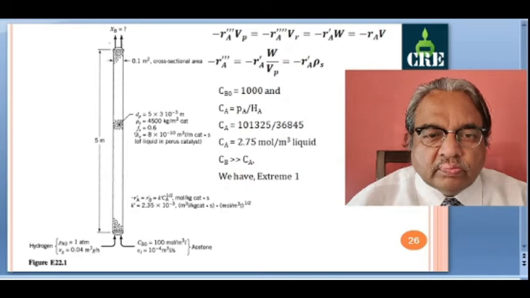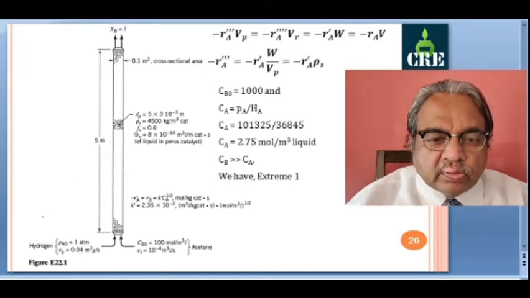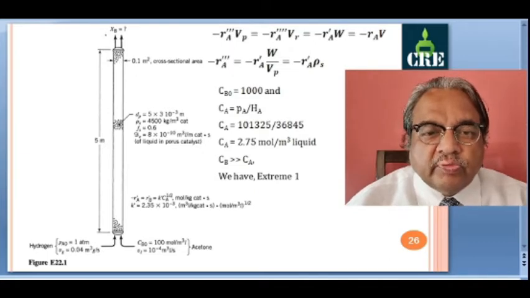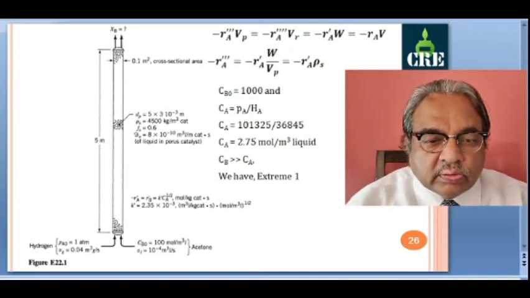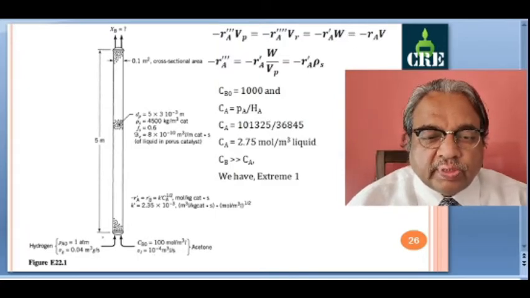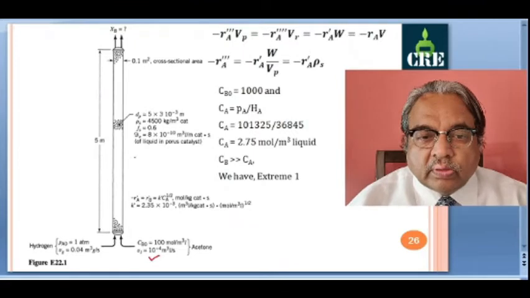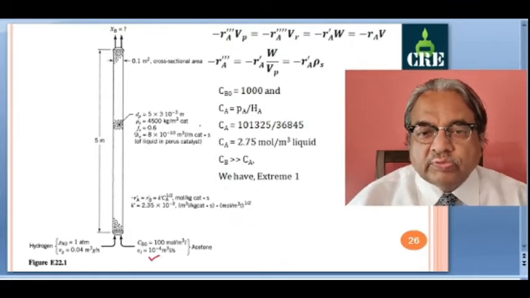This is the column, 5 meter long, 0.1 meter square cross section. So the volume we can find out, 5 into 0.1. Hydrogen is entering at Pa0 equal to 1 atmosphere, Vg is 0.04 meter cube per second. Xb we have to find out. Cb0 is entering at 100 moles per meter cube, and Vl is 10 raised to minus 4 meter cube per second. So this is the volumetric rate of gas and the volumetric rate of liquid. So all the data is written here, which we have seen earlier.